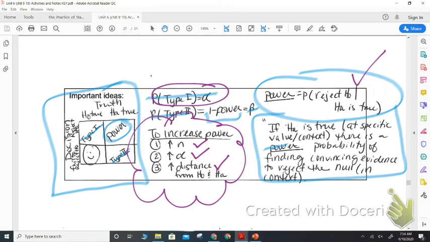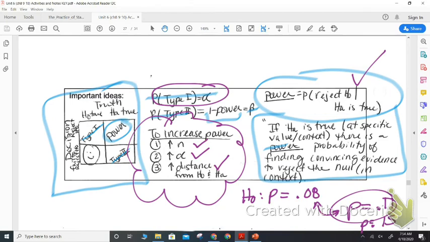So like in the potato chip example, our null was that it was 8%, and then our alternative was that it was 11%. If you made these further apart, like if you made this 0.15, that would put a larger distance between 0.08 and 0.15. That would increase the power of your test.